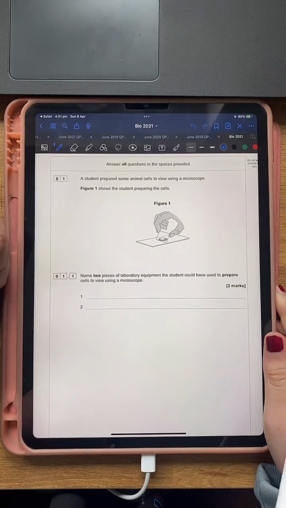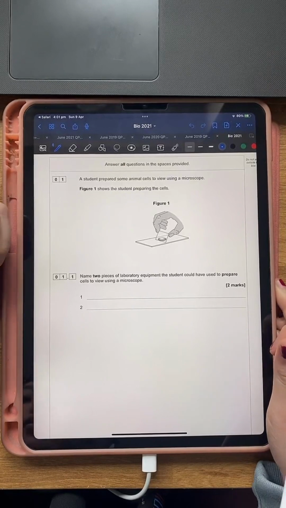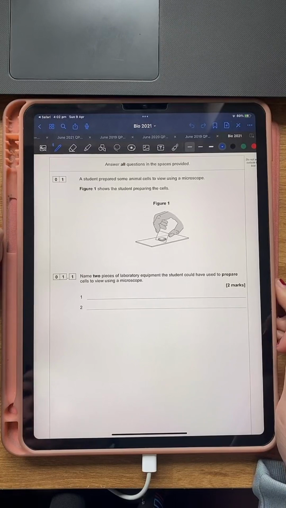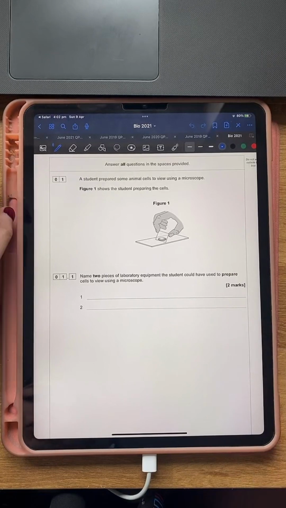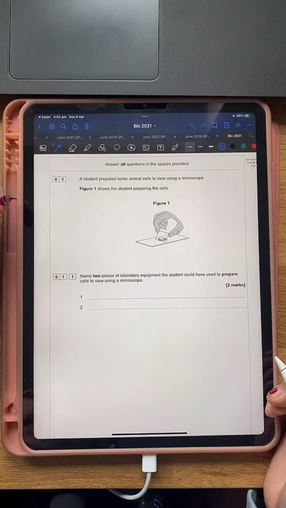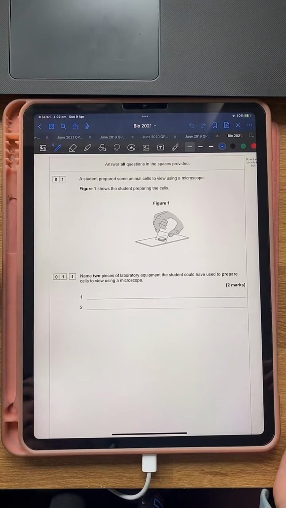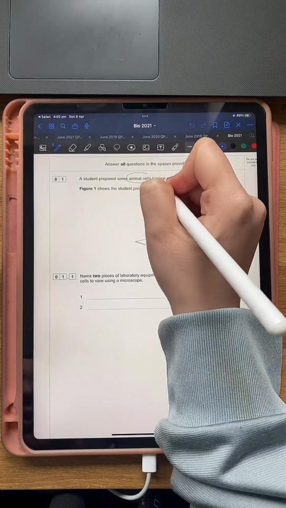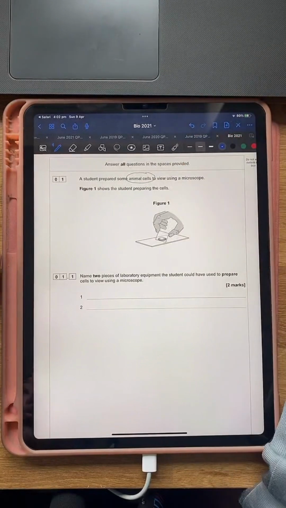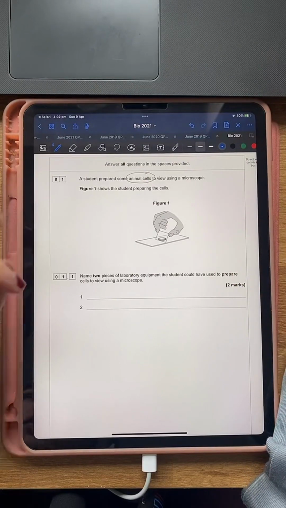So, first question. A student prepared some animal cells to view using a microscope. Figure 1 shows the student preparing the cells. Name 2 pieces of lab equipment the student could have used to prepare cells to view using a microscope. Okay, so we want something that we can use to firstly get to the cell itself. What are we using here? It's an animal cell. And we also want to be able to see it, or basically just any lab equipment. So there's a few of them that you can say.